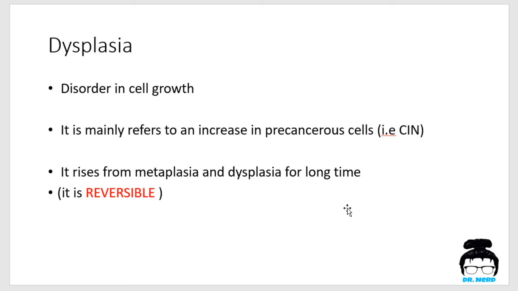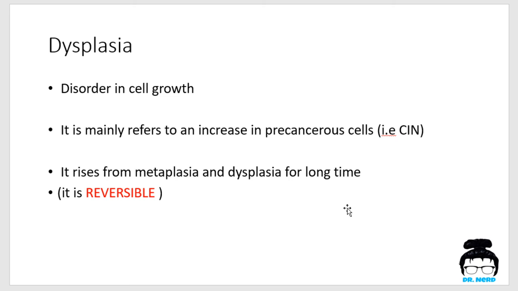And now we will talk about something called dysplasia. Dysplasia means a disorder in the cell growth. It mainly refers to an increase in the precancerous cells. For example, CIN, cervical intraepithelial neoplasia. Neoplasia we will talk about in the upcoming lectures. Don't focus on it now. So it arises from having hyperplasia or metaplasia for a long time.